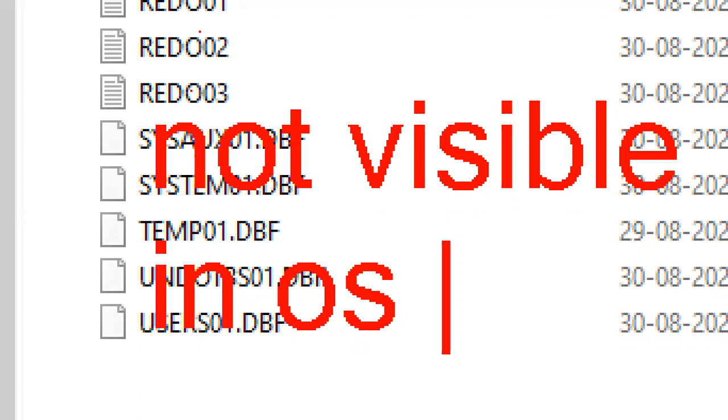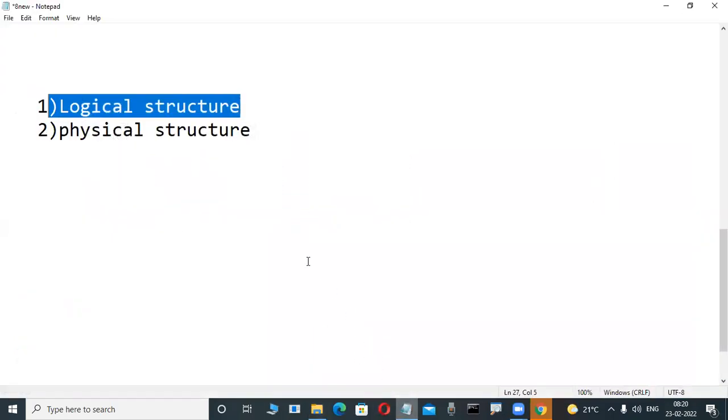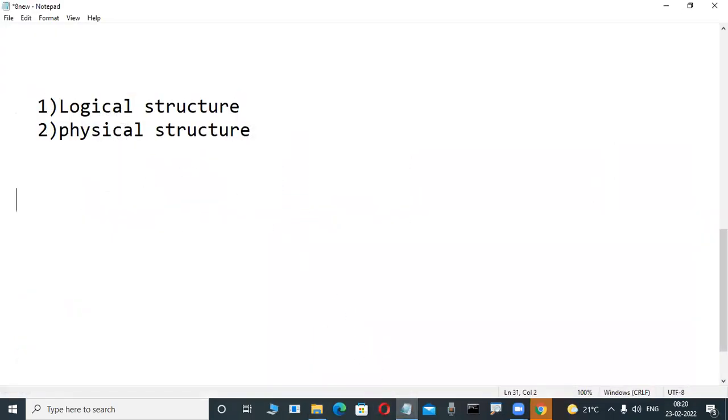That's why a structure which is not visible in the operating system, like Windows with C drive, D drive, E drive, is called a logical structure. A database structure which is not visible in the operating system is called a logical structure. Very, very important.